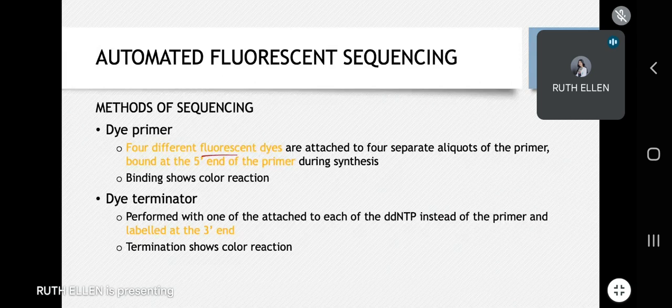Wherein our fluorescent dye or label is attached to the primer at the 5' end. Okay, kaya siya tinawag na dye primer kasi yung dye naka-attach sa primer. Okay? Next, we have dye terminator. Okay? So, naka-attach naman yung fluorescent dye natin sa ddNTPs natin. Okay? Kaya siya tinawag na terminator.